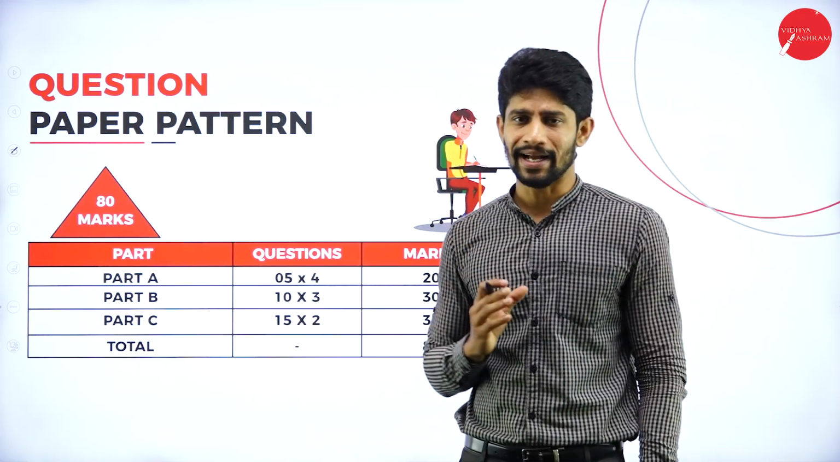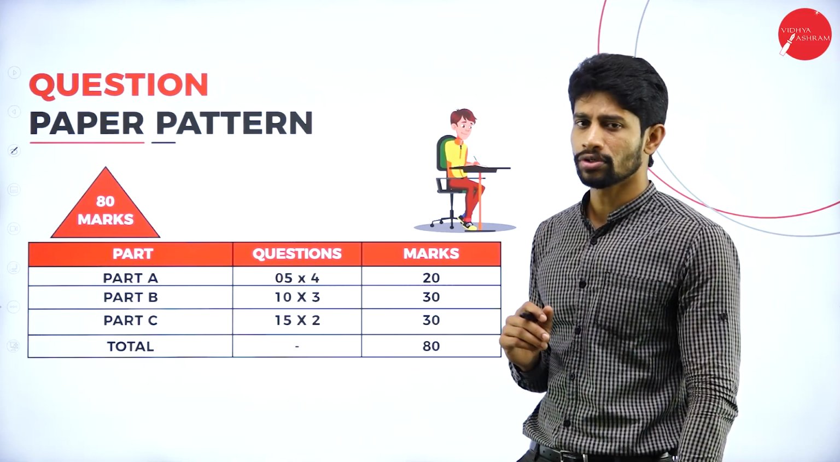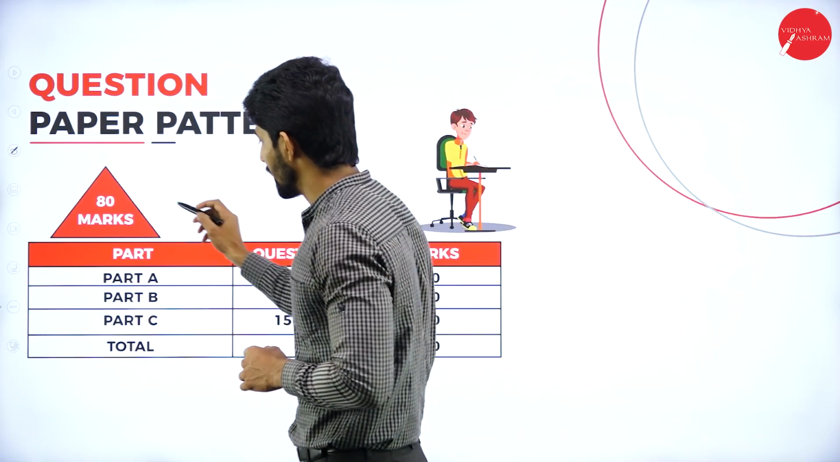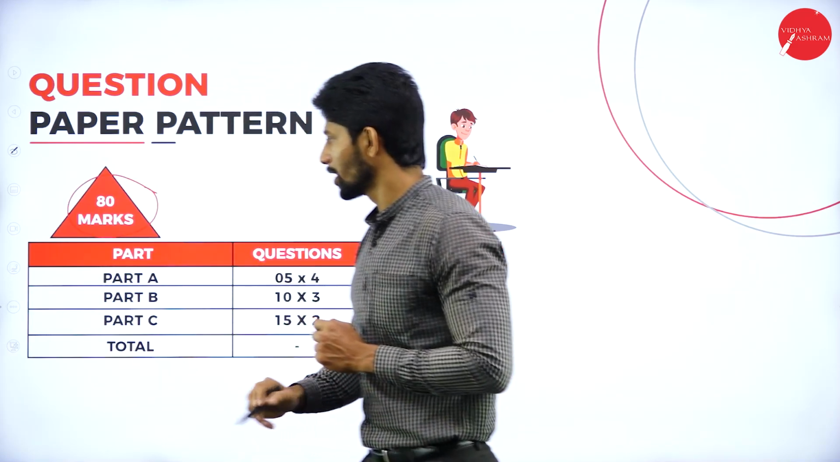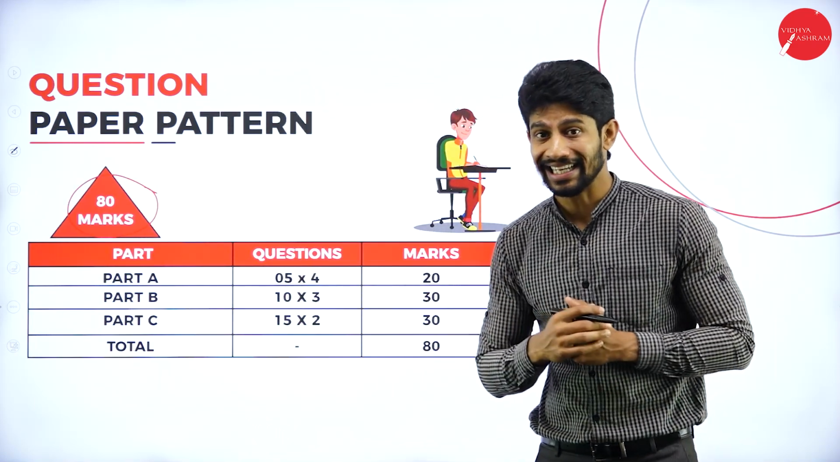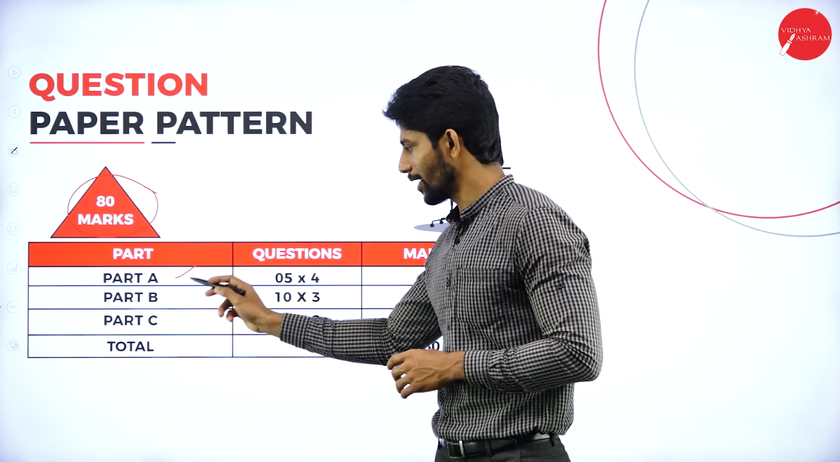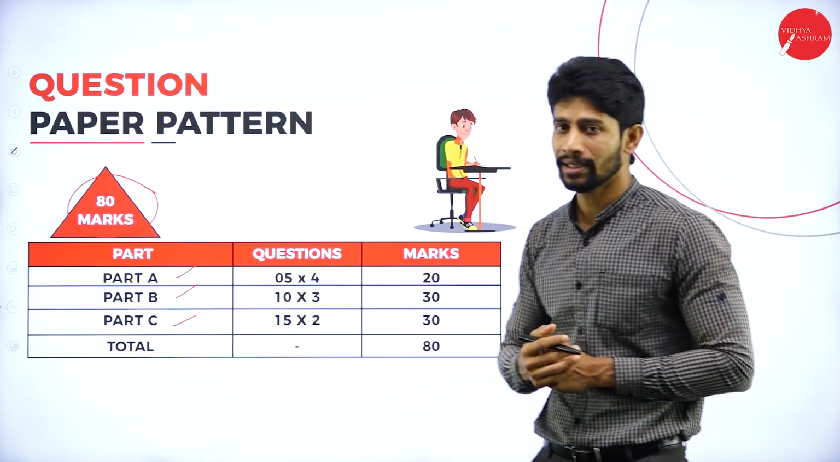So in the main exam, you are going to write the paper for 80 marks. For how many marks are you going to write? You are going to write for 80 marks. So in the main exam, you will have 3 parts in total: Part A, Part B and Part C.